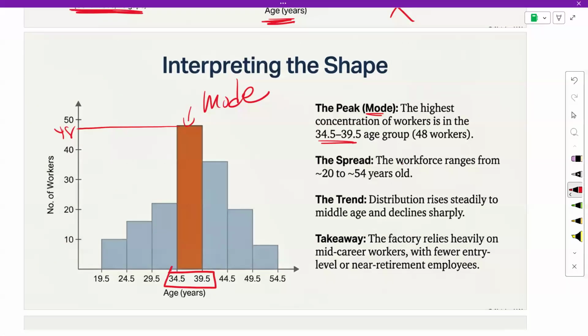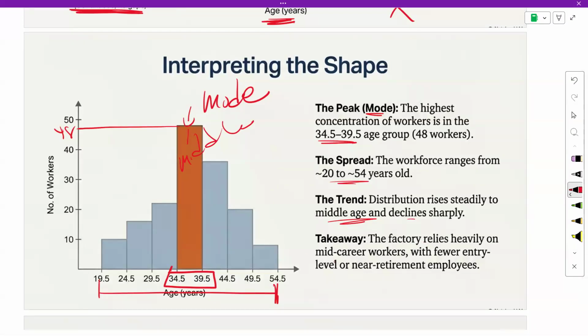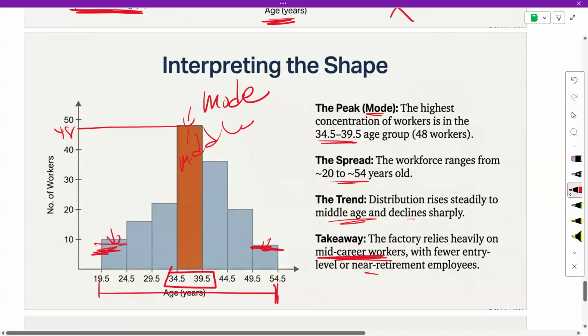The spread, you see here, the workforce age range is from 20 to 54 years. You can see the range as well. The trend: the distribution rises steadily to middle age and declines sharply. When you look at the workers, those are middle age groups, 34 to 39. The factory relies heavily on mid-career workers, with fewer entry-level, very young, and near-retirement, very old, people. There are very minimal numbers of entry-level or near-retirement employees.